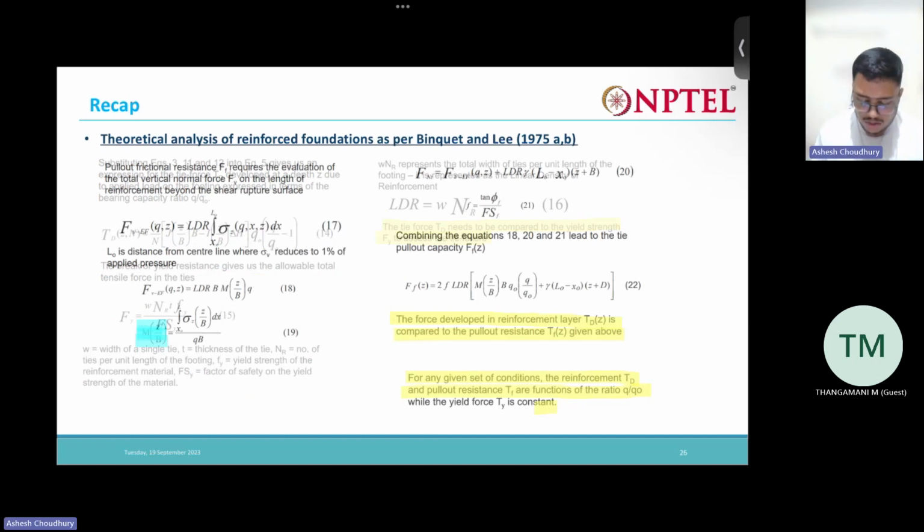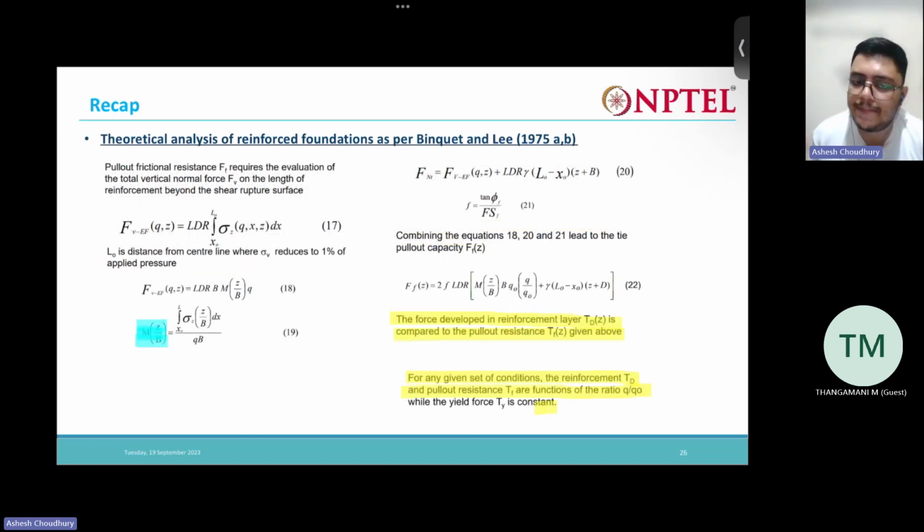As you all know, what is L naught? L naught is the distance from the center line where sigma z reduces to 1% of the applied pressure. Why 1%? We consider that this 1% is the limit. Lesser than 1%, this pressure won't have any impact on the reinforcement. So we consider this L naught length, up to this 1% pressure, 0.01 times Q.